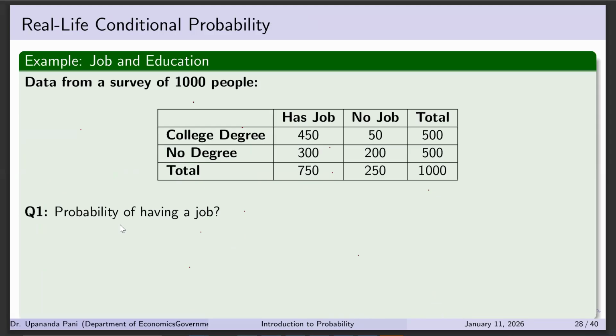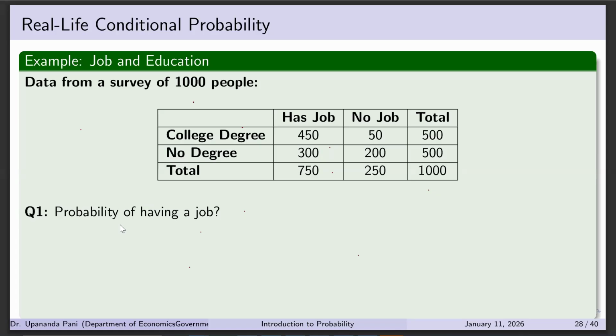Next example. After you completed your masters, let's say we did a survey of a thousand people. Those with a college degree and a job, and those without a college degree who have a job, let's say 50. They are not having any job, so total is 500. No degree, they have a job: 300. No degree, no job: 200. So there are 500 together. Total is 750 plus 250, that is 1000. Now what is the probability of having a job?